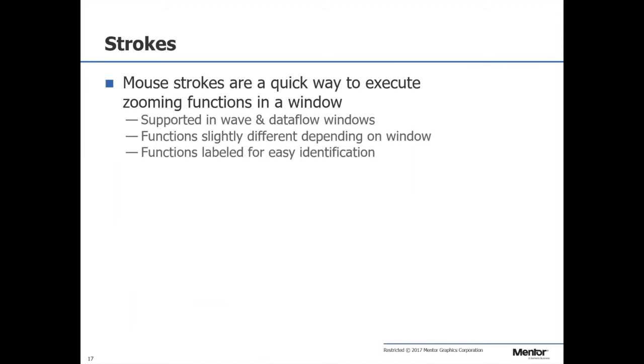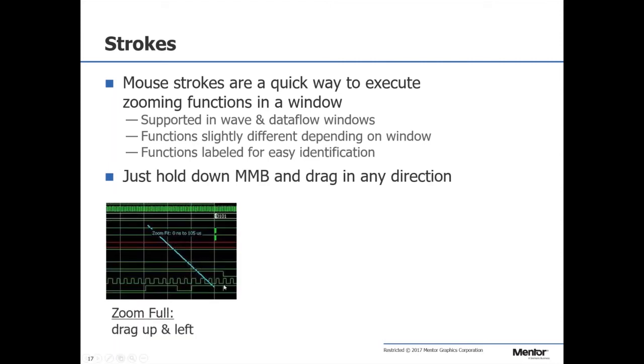Within many of the windows, and especially the wave window, there is this concept of strokes that you can use. So the wave window and the data flow window are probably the two main windows where you use these. For instance, if I have the wave window and I want to zoom out full, I click, and I think it's the center mouse button. I always have to remember, yeah, it's the middle mouse button on a 3-button mouse. And if I click and I drag up and to the left and release, that'll zoom out full.